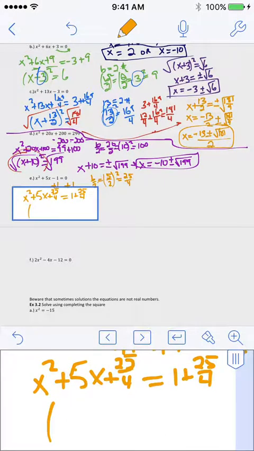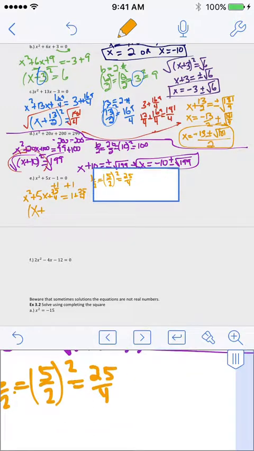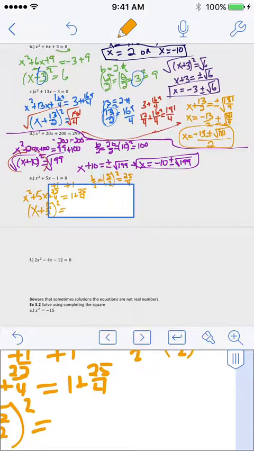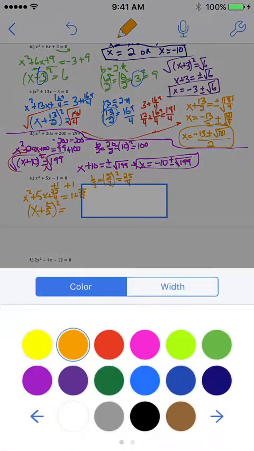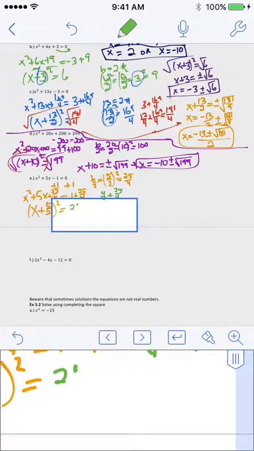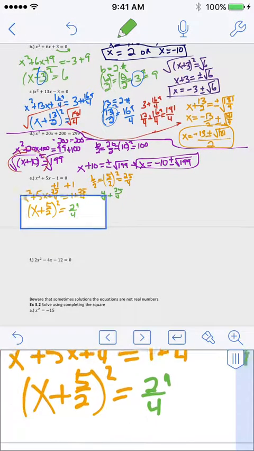I know this one's going to factor to x plus that thing over 2. 5 over 2, b over 2, squared. And 1 plus 25 fourths. Let's see, 25 fourths. So 1 would be 4/4 plus 25/4. That's going to be 29/4. Alrighty, sounds good. Lots of fourths going on here, and that's okay.